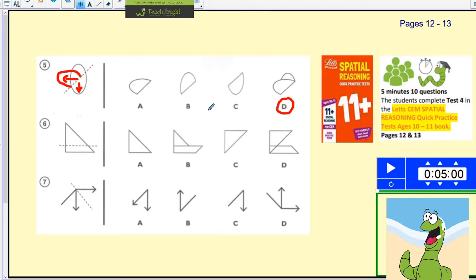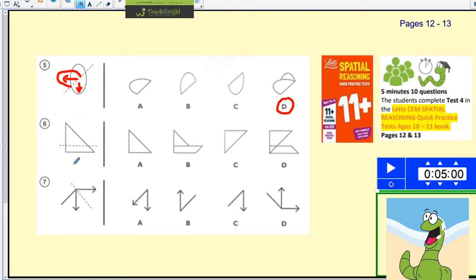Problem with A, B, and C, we would require, if this is the circle, we would require the line to be like this in order to get them to match perfectly on each other, which is not what we're getting with our lines. So D jumps out to me straight away as being the answer.